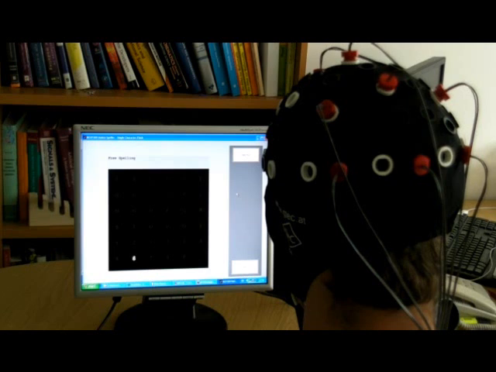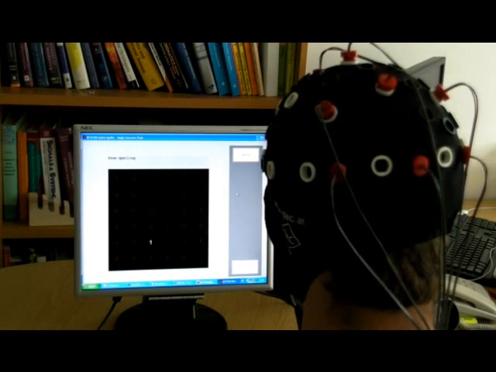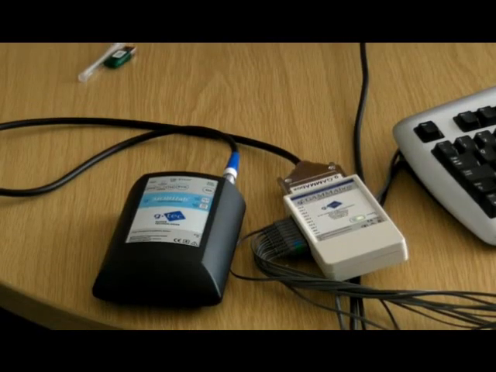8 electrodes are attached to the participant's head using the International 10-20 system. The ground electrode is attached to the forehead and the reference electrode to the right earlobe. The EEG signal is then read in and amplified. This is transmitted to the computer via Bluetooth. Here, the amplifier is on the left, next to the electrode interface box.